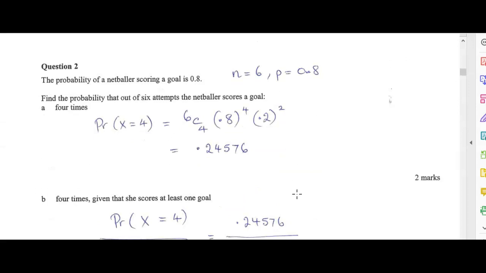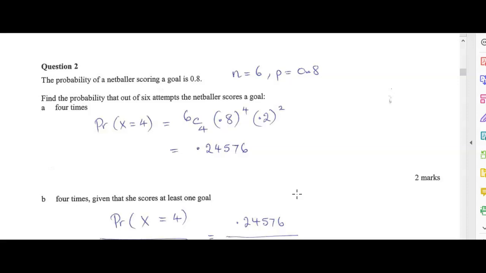All right, question 2. The probability of a netballer scoring a goal is 0.8. Find the probability that out of 6 attempts a netballer scores a goal. Okay, so this question doesn't say that it's binomial distribution, and this is where students have a bit of trouble thinking about how to do this. It's always a good tip to look out for whether you've got a probability of success and a probability of failure.